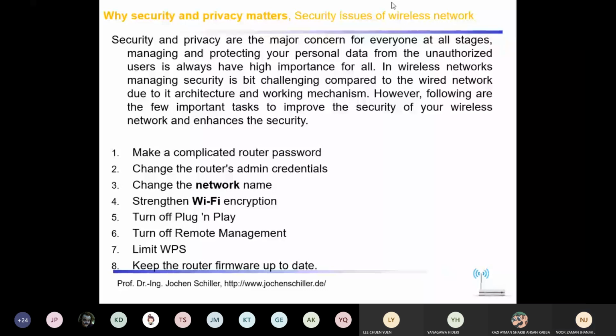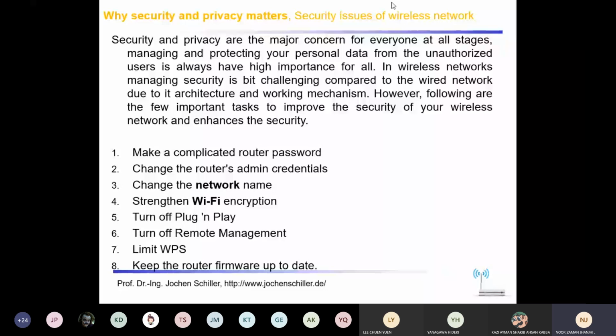Change router admin credentials. Surveys say that 70%, 80%, not even 90% of people don't change their default passwords. The default password is admin, which is very dangerous. Change the network names frequently and strengthen your Wi-Fi passwords and encryption. In Wi-Fi we use different encryptions, WPA, WEP, WPA2, and so on, so try to use those.